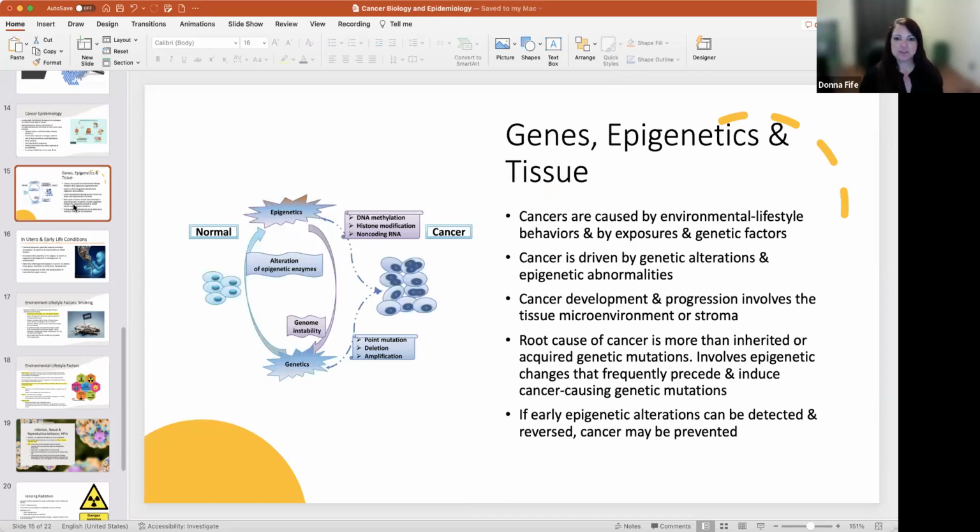Genes, epigenetics, and tissue. Cancers are caused by environmental lifestyle behaviors and by exposures and genetic factors. Cancer is driven by genetic alterations and epigenetic abnormalities. Cancer development and progression involves the tissue microenvironment or stroma. The root cause of cancer is more than inherited or acquired genetic mutations. It involves epigenetic changes that frequently precede and induce cancer-causing genetic mutations. If early epigenetic alterations can be detected and reversed, then cancer may be prevented.